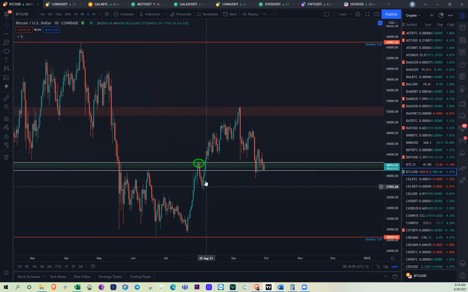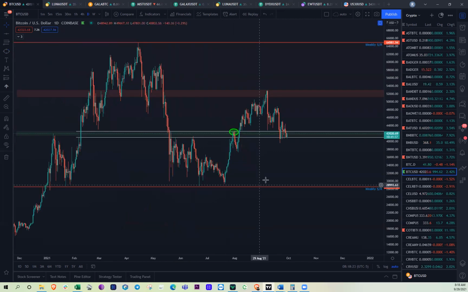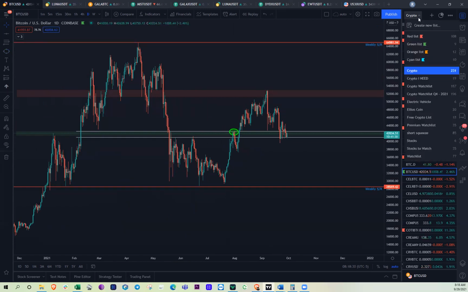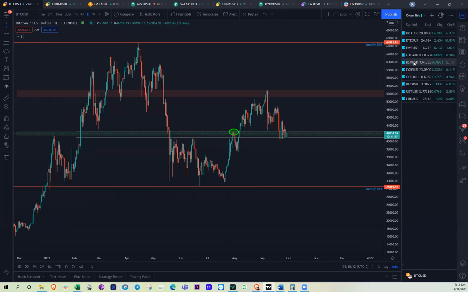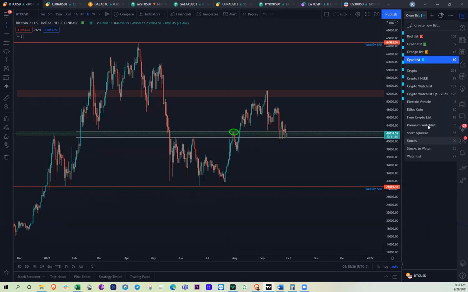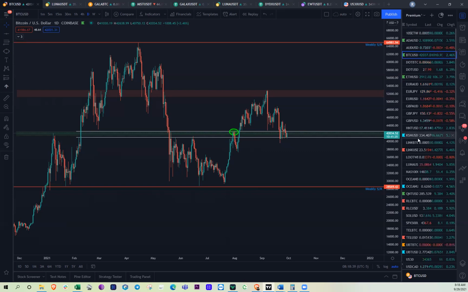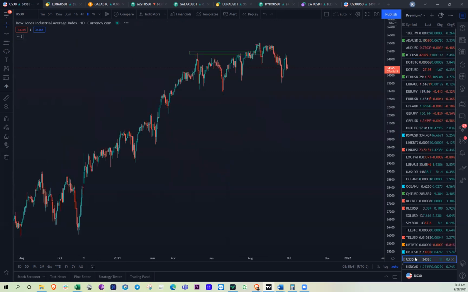Also, we got the rejection and then we broke through it, came back and found it as support. And now we're back in the same area again, and I'm looking for it to find some support here. But again, markets are being manipulated, played with. It is also good to follow, one second, go to that premium watch list, it is good to follow the indices.